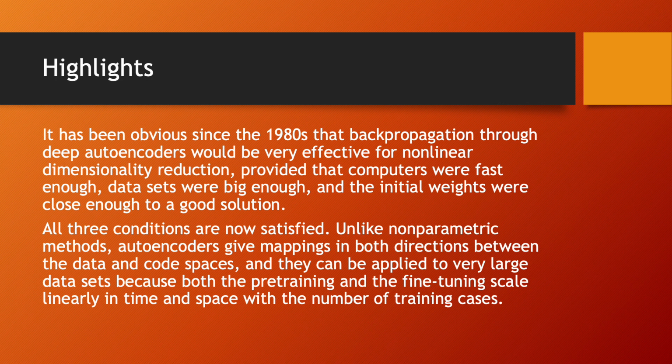It has been obvious since the 1980s that backpropagation through deep autoencoders would be very effective for nonlinear dimensionality reduction, provided that computers were fast enough, datasets were big enough, and the initial weights were close enough to a good solution. All three conditions are now satisfied. Unlike non-parametric methods, autoencoders give mappings in both directions between the data and code spaces, and they can be applied to very large datasets because both the pre-training and the fine-tuning scale linearly in time and space with the number of training cases.